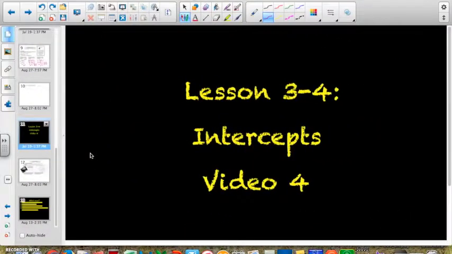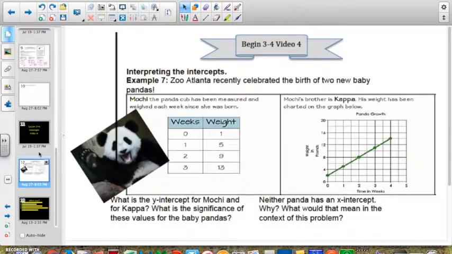Alright, welcome to the final video in our 3-4 video series on intercepts. We're going to take a look in this video at some real-life examples and scenarios that would involve interpreting some intercepts. So, in example 7, Zoo Atlanta recently celebrated the birth of 2 new baby pandas.